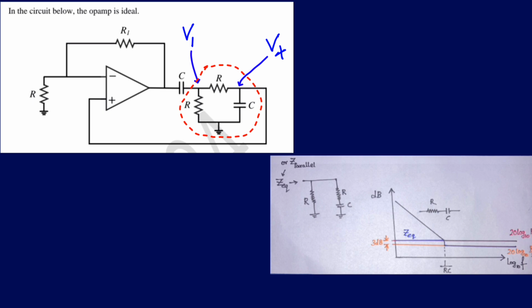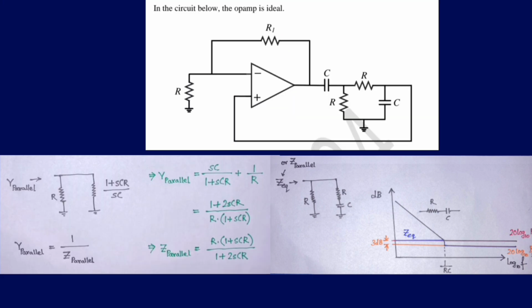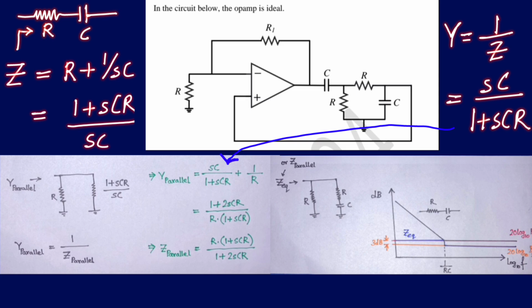So now if you are seeing that both are in series, what you are going to do is compute it in terms of admittances. If you compute it in terms of admittances, then the combination of R and C in impedance is 1 plus SCR divided by SC, and now you just take the reciprocal. Then you will get the admittance, and when two admittances are in parallel, you can just add them, and then if you take the reciprocal, you will get the Z equivalent.